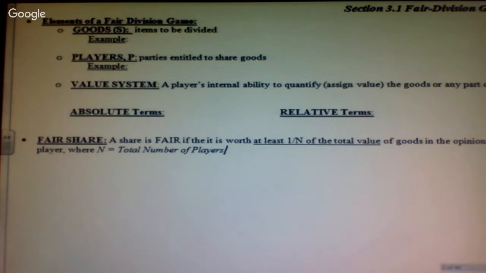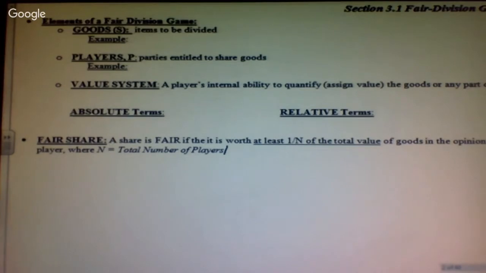Soccer workouts. Okay, so as always, we have to start with the basics at the beginning, and then we will get into our methods. So you have 3 elements that you need for a fair division game. The first one is the goods. This is what we're going to divide.